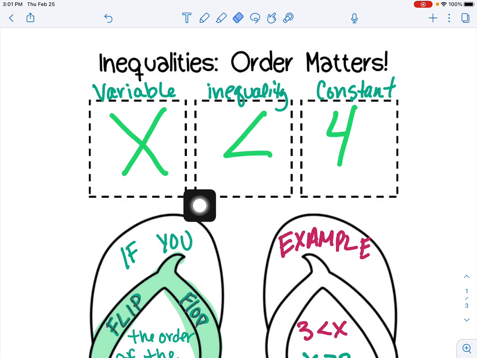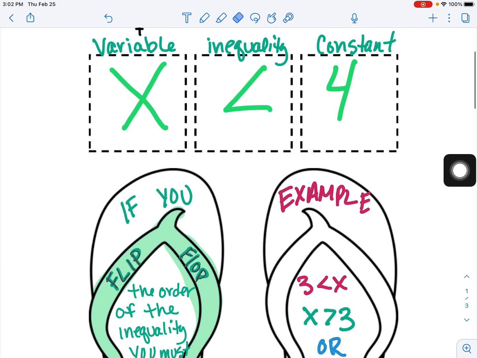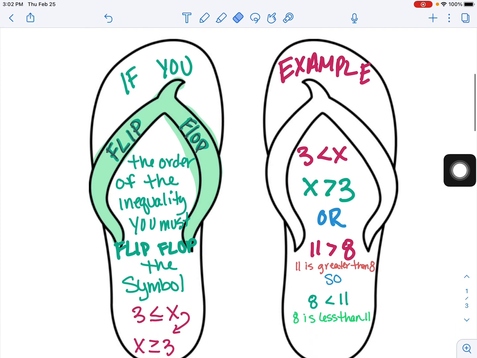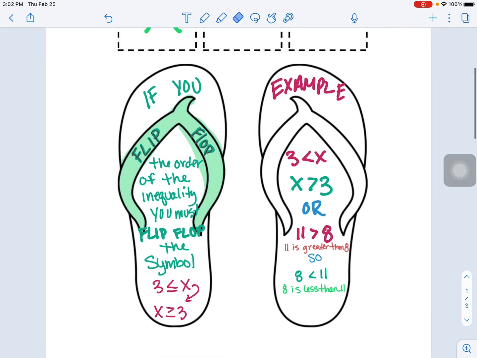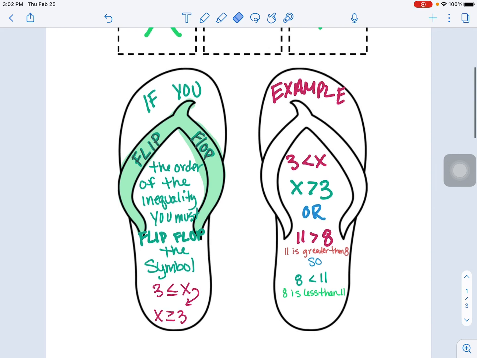So it's helpful if you have the variable first, the inequality in the middle, and the constant or the plain number on the right-hand side. And that's really the most helpful when you're graphing your answer, which you will have to do on the test. So here's the little phrase or silly thing that you can remember.